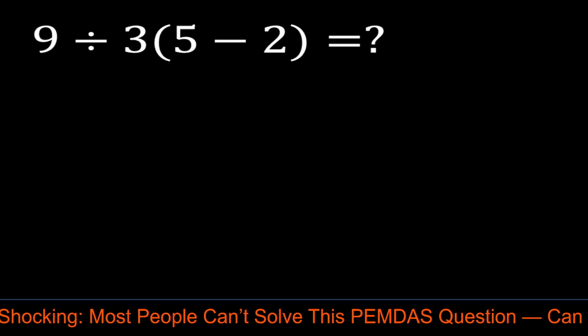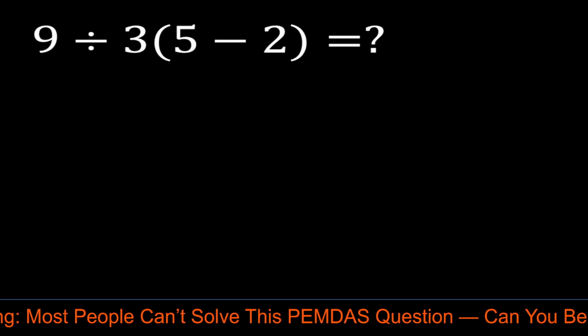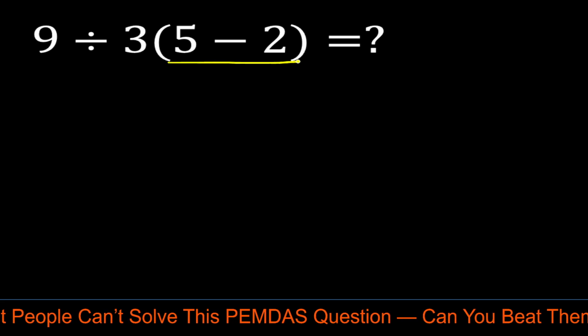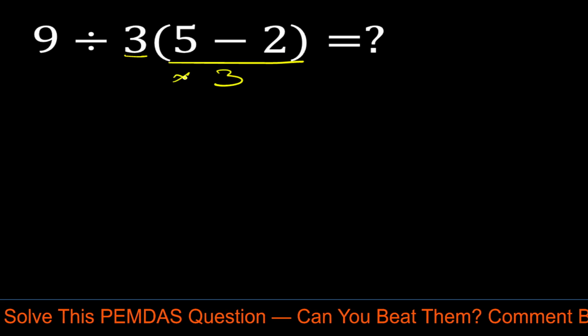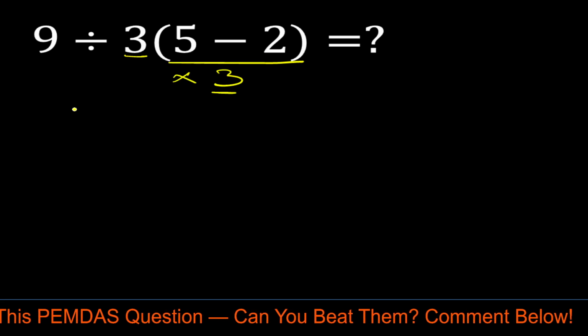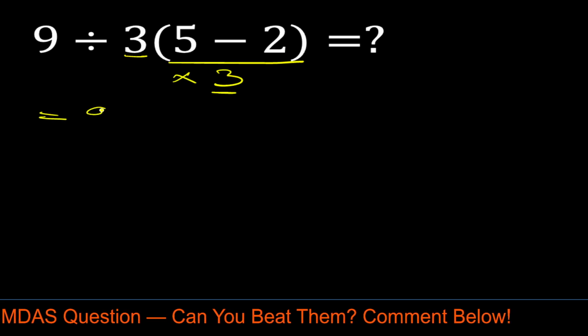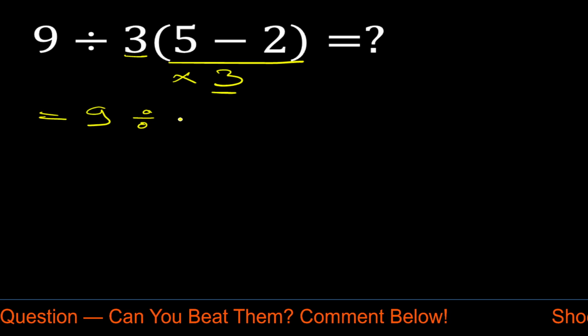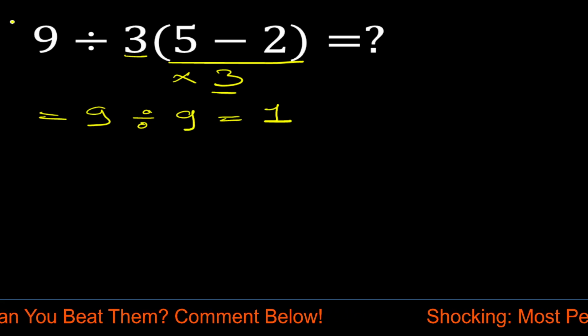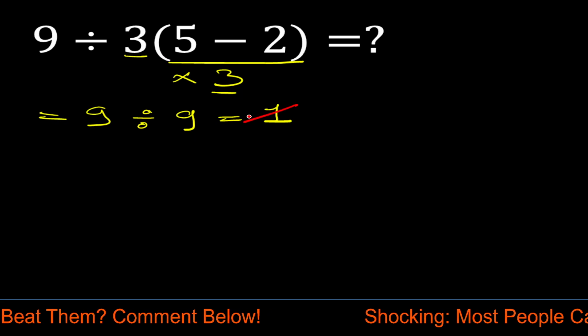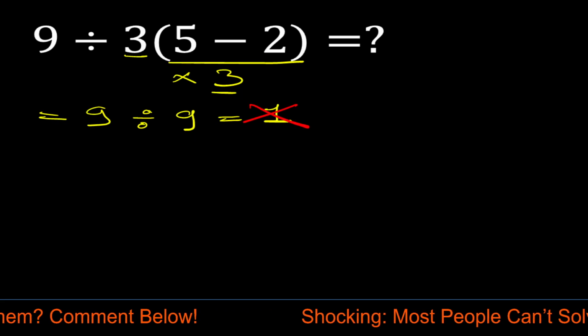So most people solve this question like 5 minus 2. So 5 minus 2 is equal to 3. Now 3 times 3. So 3 times 3 is equal to 9. Now 9 divided by 9, right? So 9 divided by 9 is equal to 1. But this answer is not correct. This answer is completely wrong.